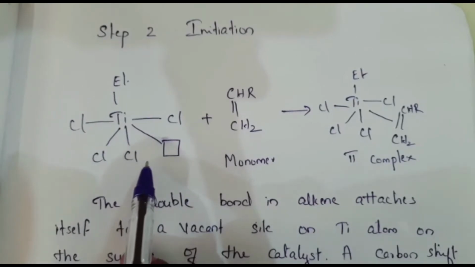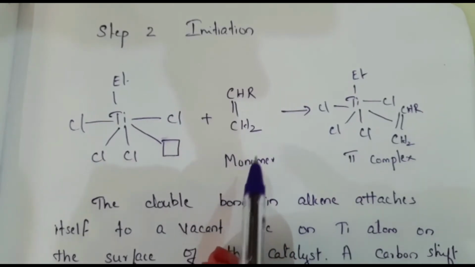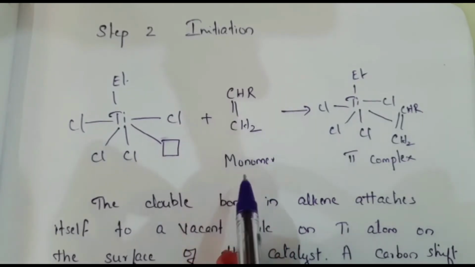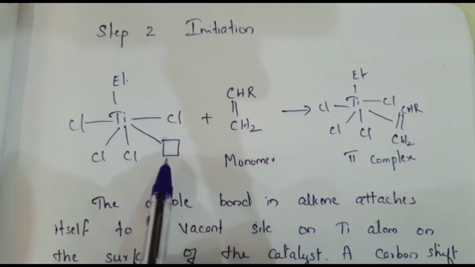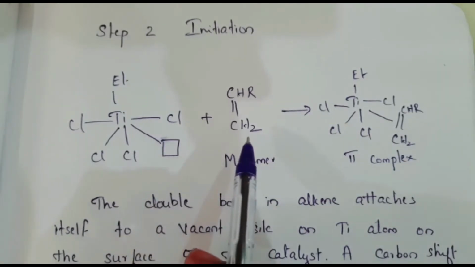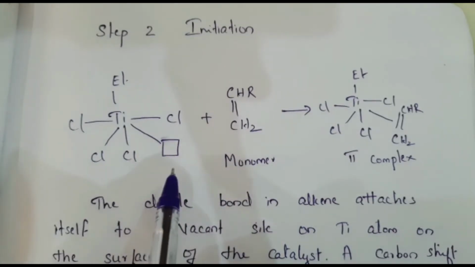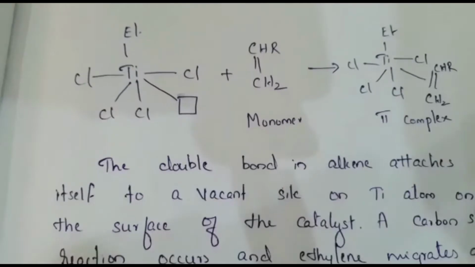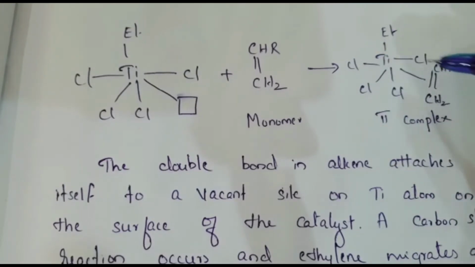This is a Ziegler-Natta active catalyst. This active catalyst will be treated with our monomer. It can be a vinyl or alkene or any unsaturated compound. Here CH2=CHR is the monomer. This monomer will be attached towards this active site. This double bond in alkene attaches itself to the vacant site on the titanium atom on the surface of the catalyst. Here CH2=CHCl will be inserted and it will form a pi complex. So the double-bonded alkene attaches to a vacant site of the titanium atom and forms a pi complex.